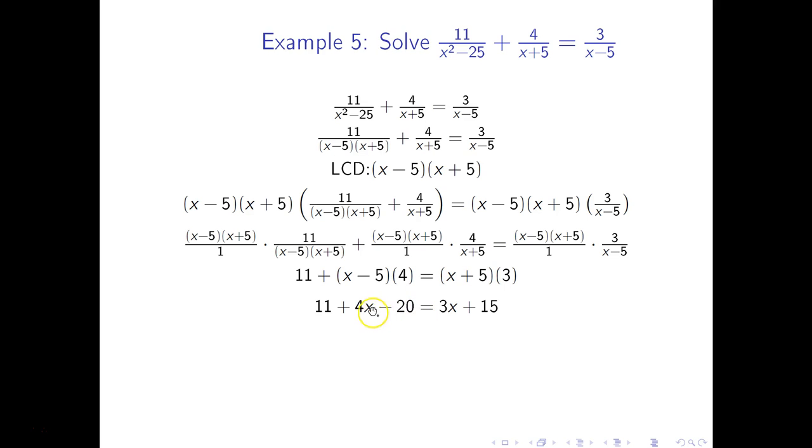So we multiply it out, 4x minus 20, 3x plus 15. So we get 4x minus 19. Move this x over. So we subtract 3x, add 9, x equals 24.